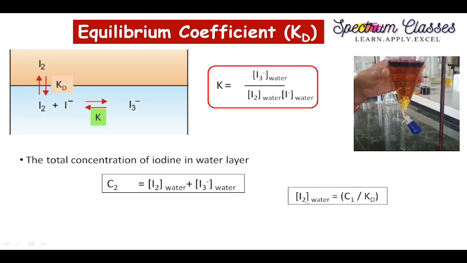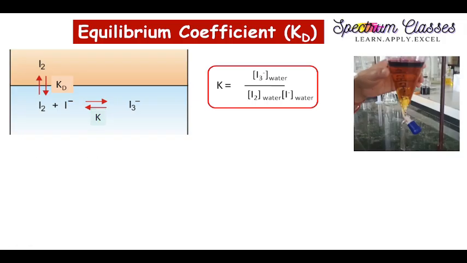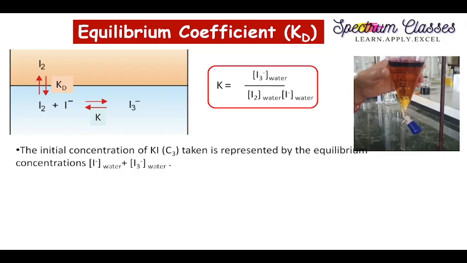Here we can replace this I2 using the distribution coefficient, C1 upon Kd. By knowing that, and this C2 which we determine from direct titration, so C2 is determined by direct titration, and I2 we can replace from there. So we can directly have this I3 minus in water in this manner. Fine. Now the second point is how we are going to determine the I minus and I3 minus in water.